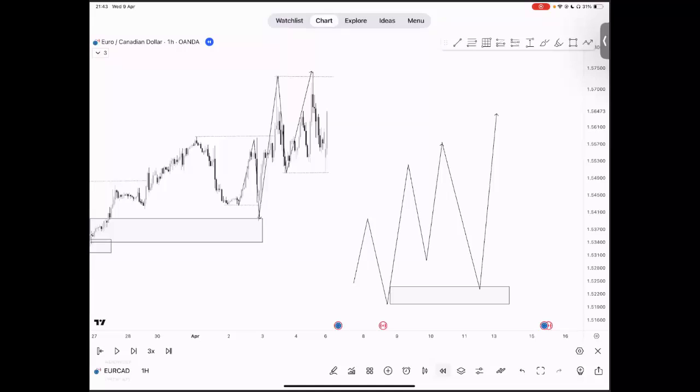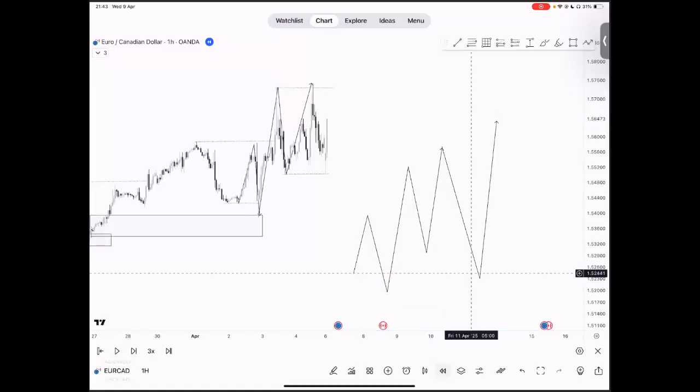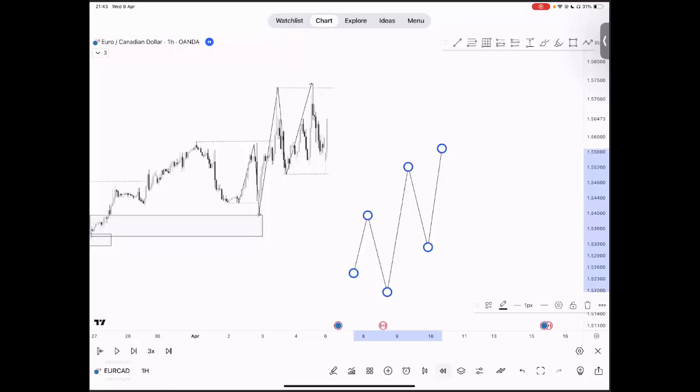Now let's continue. Okay, so you're anticipating that price does this, but I told you that when you're done mapping out your patterns on the 1 hour time frame, you don't just trade it like that.